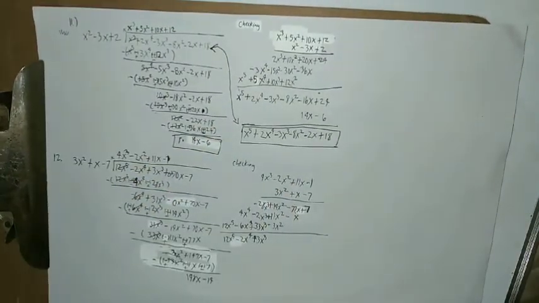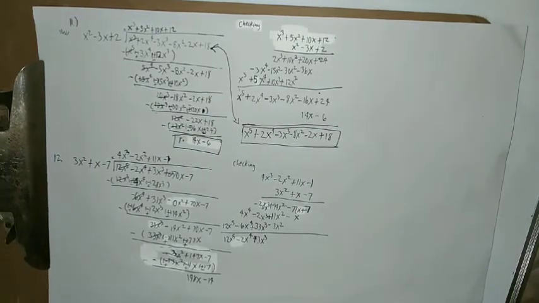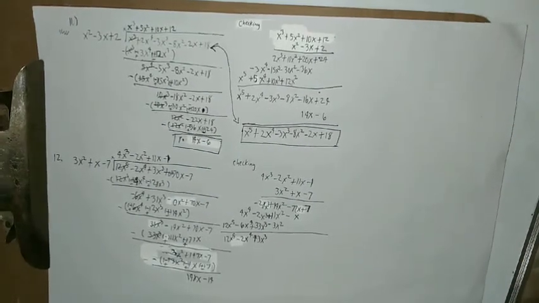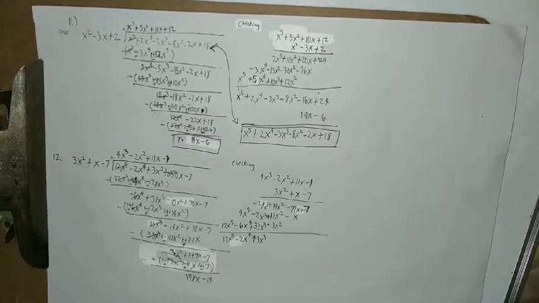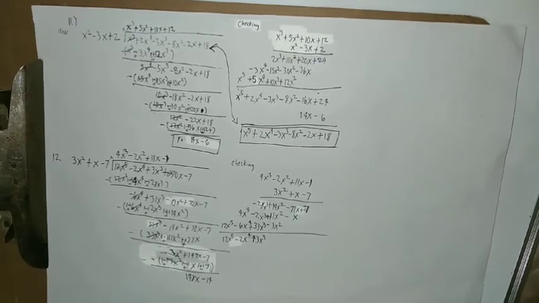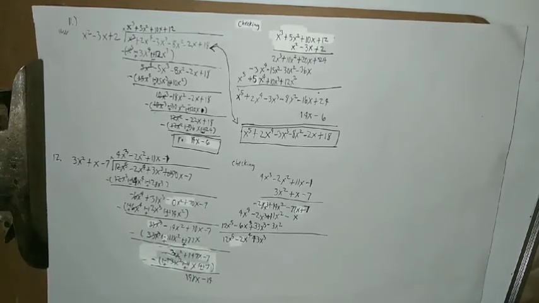So let's move to number 12. So here in number 12, the given is 3x squared plus x minus 7 divided by 12x raised to the fifth power minus 2x raised to the fourth power plus 3x cubed plus 70x minus 7. So there is no given x squared term. So the first thing you should do is to put x squared in the given number so that it will give you the exact answer.